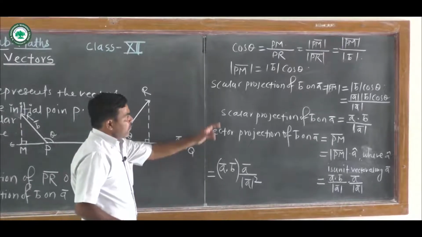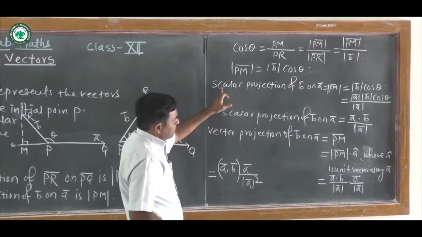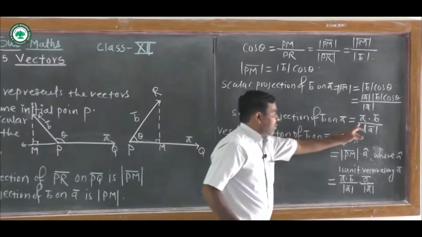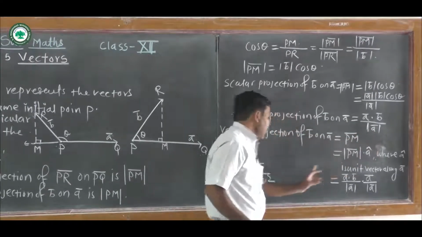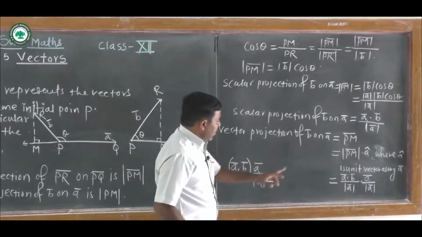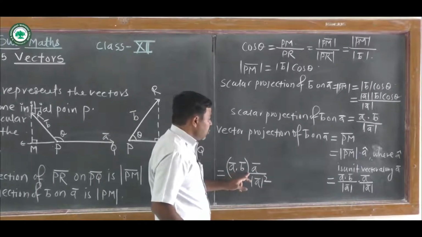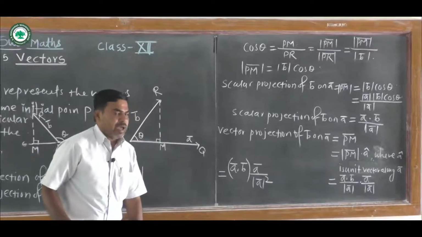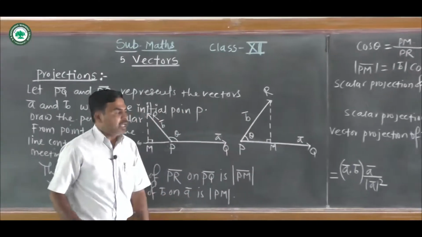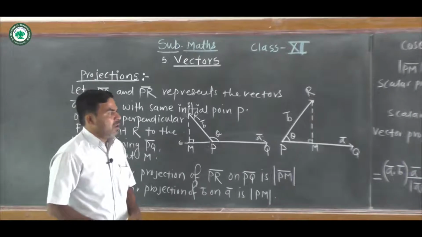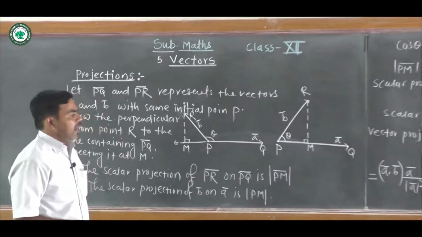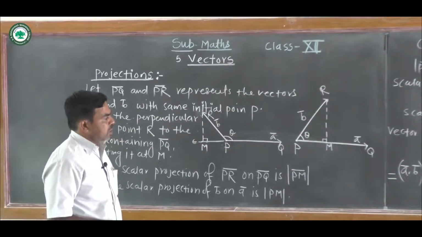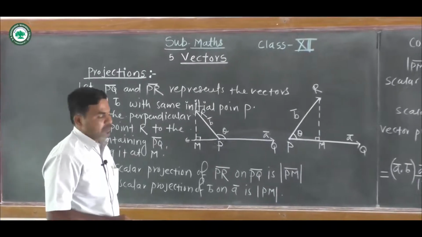So see, scalar projection of B bar on A bar is A bar dot B bar divided by magnitude of vector A. Vector projection of B bar on A bar is A bar dot B bar into vector A divided by magnitude of vector A square. So this is everything about the scalar projection of B bar on A bar and vector projection of B bar on A bar.